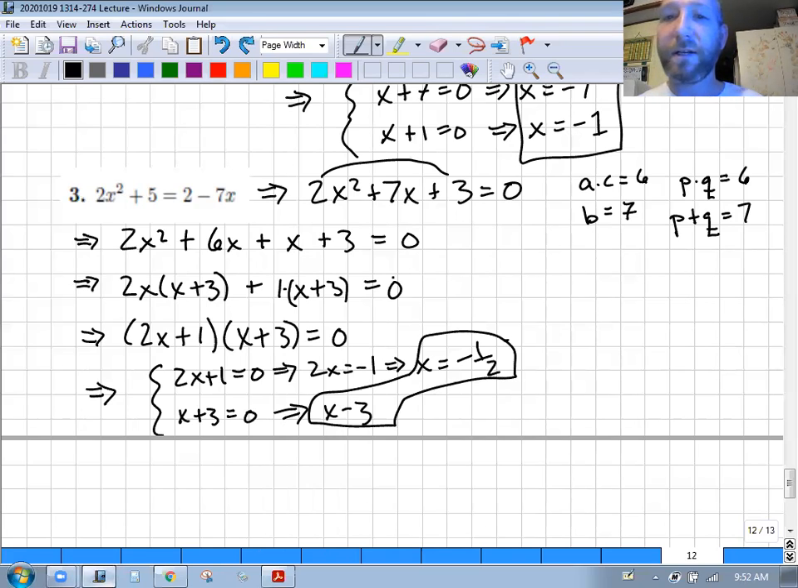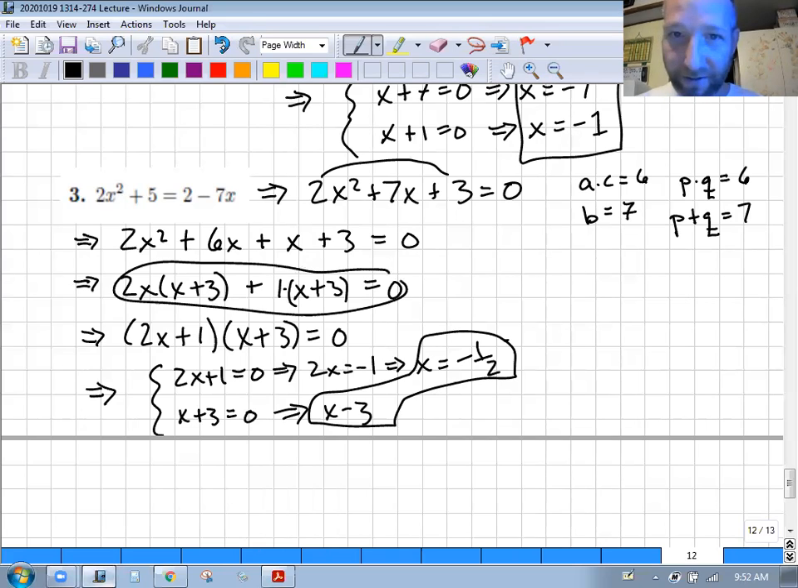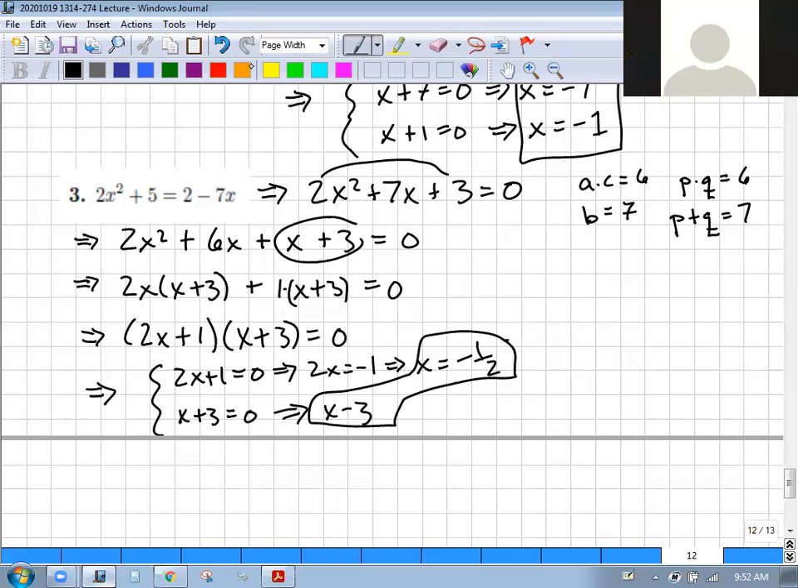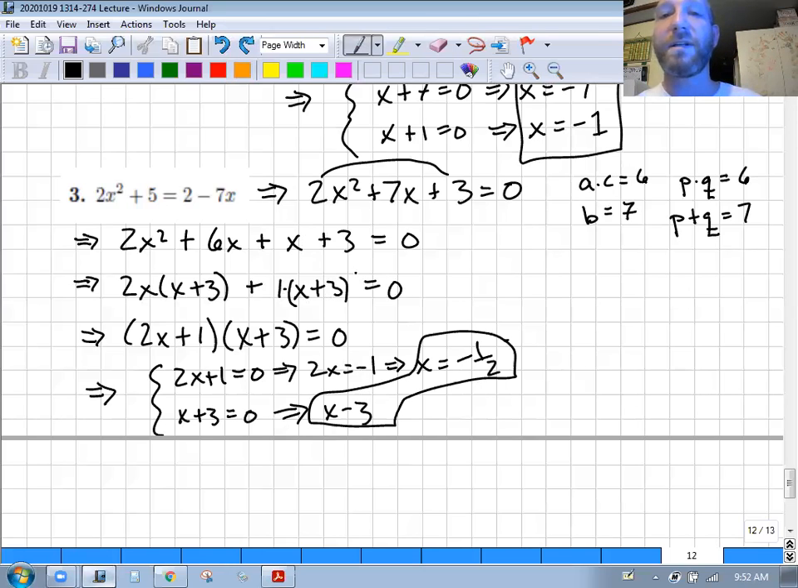I know a lot of y'all are going to get hung up on this step here, all right? Because you got the x plus 3 here just floating, right? Just remember to write that as a 1 times an x plus 3 so that you can have the same factor written twice and be able to factor it out, okay?